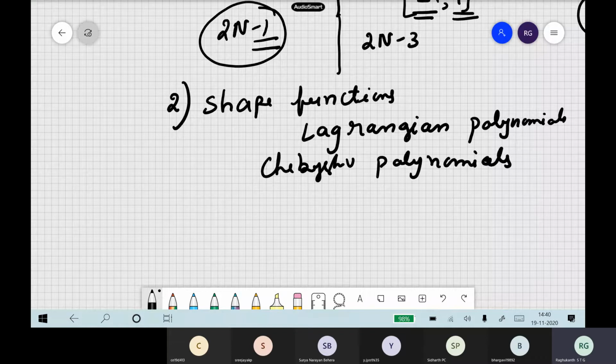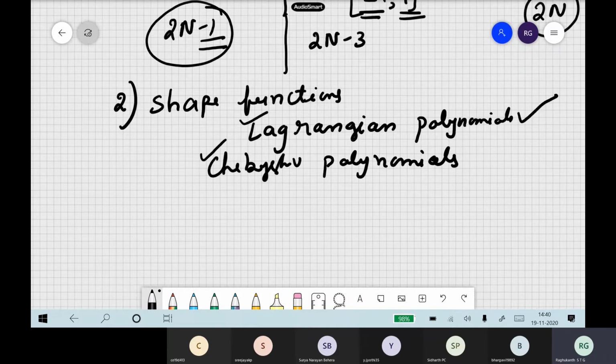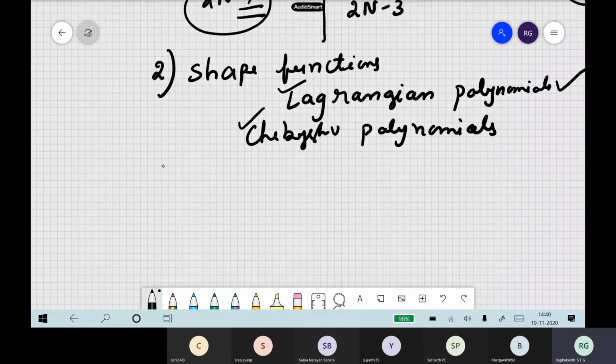There is also one more method, from some Italians, and some software where they do this spectral element only, but instead of doing it with Lagrange, they do it with Chebyshev polynomials. But the more popular one nowadays is the Lagrangian polynomial.